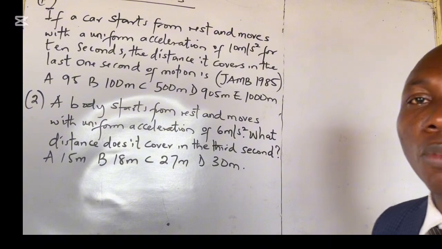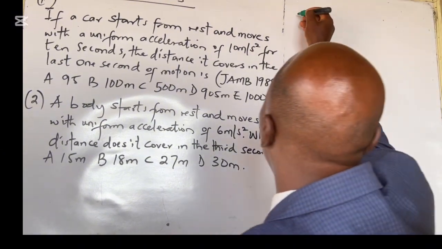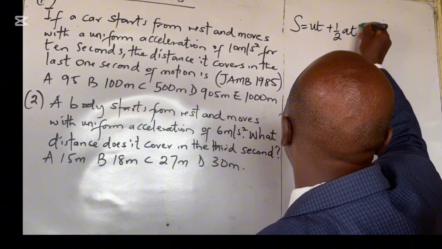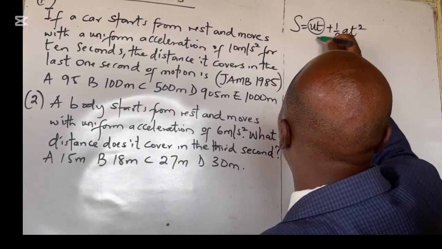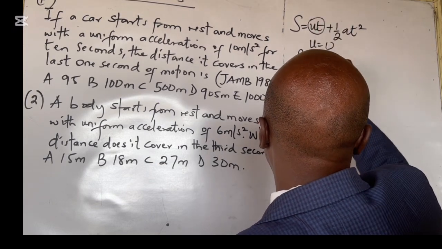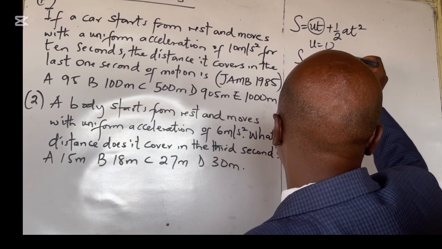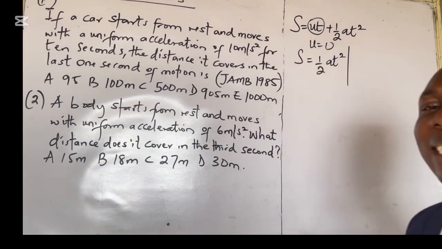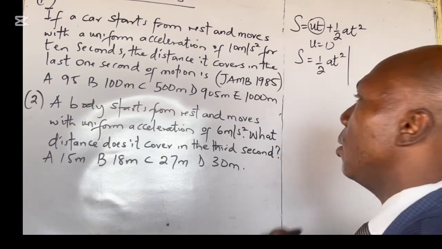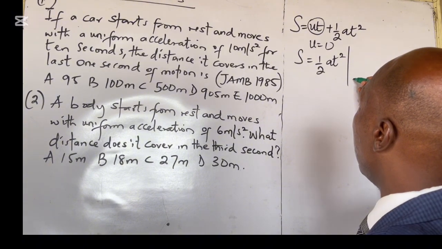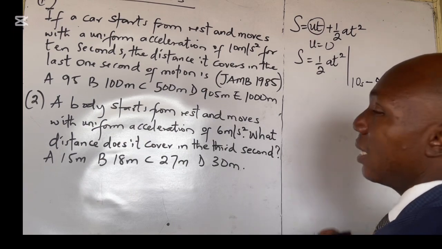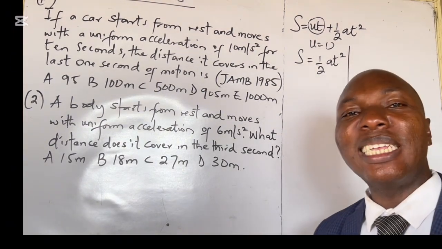So the equation of motion for distance, which is the second equation of motion, is S equals UT plus half AT squared. Since the body is starting from rest, U will be equal to 0. So our distance will be half AT squared. But we're asked to calculate the distance covered in the last 1 second. That means the distance covered in 10 seconds minus the distance covered in 9 seconds. That is the distance it covers in the last 1 second.